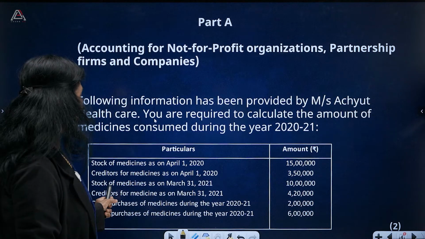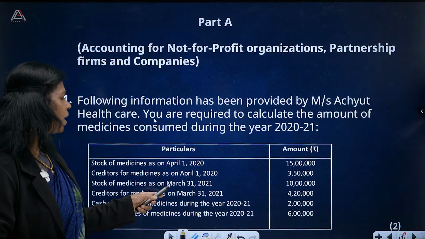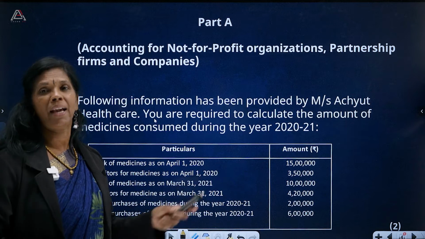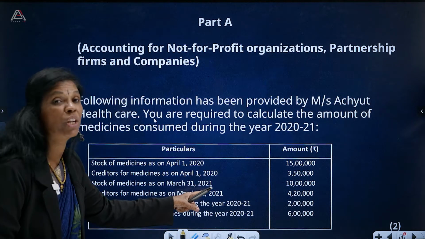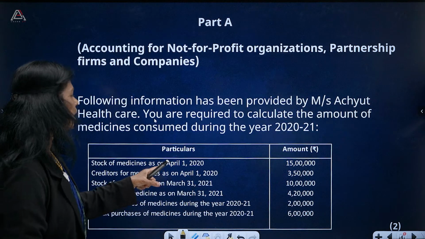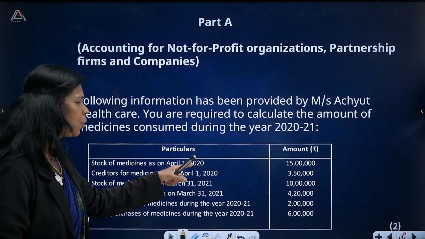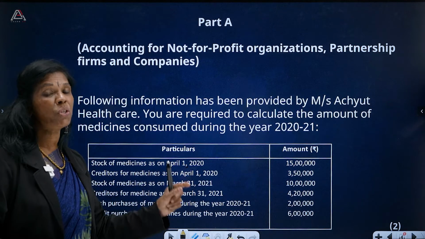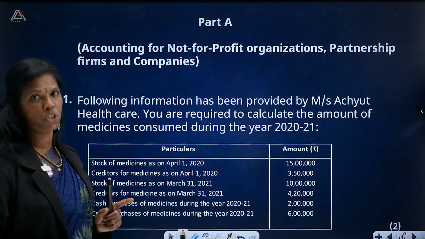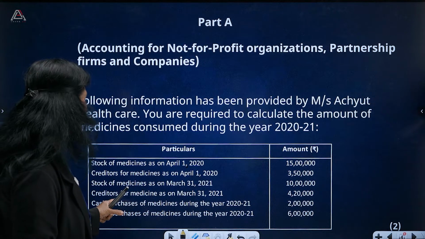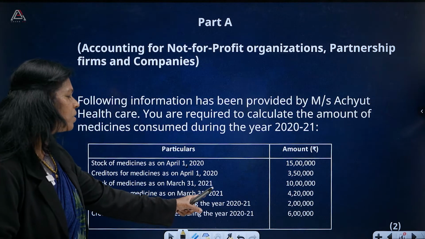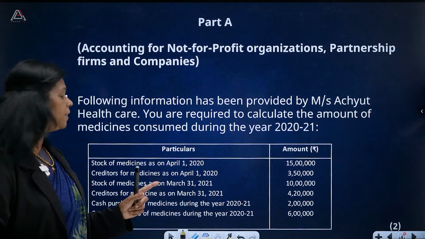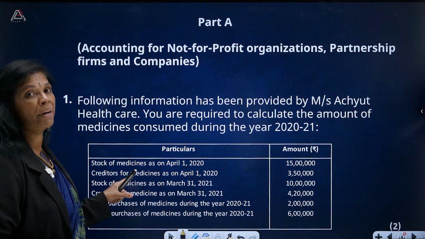3,50,000. Then another information, stock of medicine as on March 31st 2021, 10 lakh. March 31st 2021, this is the closing stock. Then on 1st April 2020, this is the opening stock. Try to understand which one is the opening stock and which one is the closing stock. The next one, creditors for medicine as on 31st March 2021 is 4,20,000. This is closing creditors, this is opening creditors.